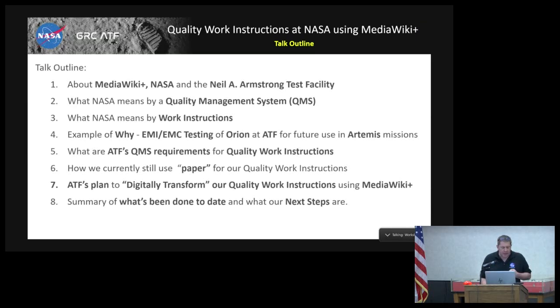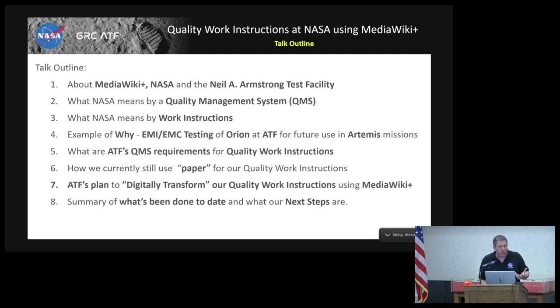For the outline, I'm going to tell you a little bit about what I mean by MediaWiki Plus. I'm going to tell you a little bit about NASA, the Armstrong Test Facility. I'll breeze through those things because I think we've already touched on them pretty well. More importantly, what we mean within NASA by quality management systems, and then what we mean by work instructions, and then we'll do a real-world example. And then we'll talk about what the actual aerospace requirements are for quality work instructions.